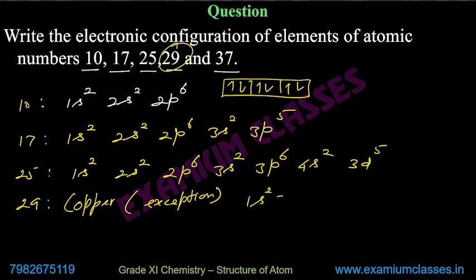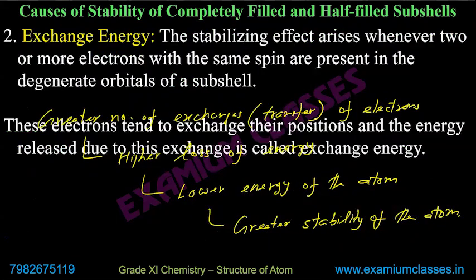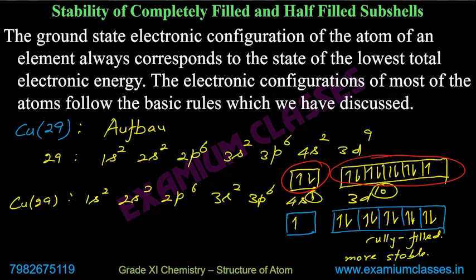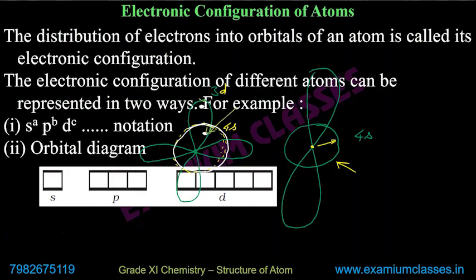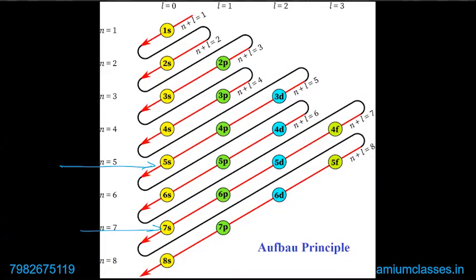So here it will be 1s2, 2s2, 2p6, 3s2, 3p6, 4s1, 3d10. Instead of 4s2, 3d9, it will be 4s1 3d10 so that it attains stability. Then similarly for 37, you will write as per the above principle. Okay, 4p will be there. After 4s you have 3d and 4p is there. So we'll use 4p and 5s after that.